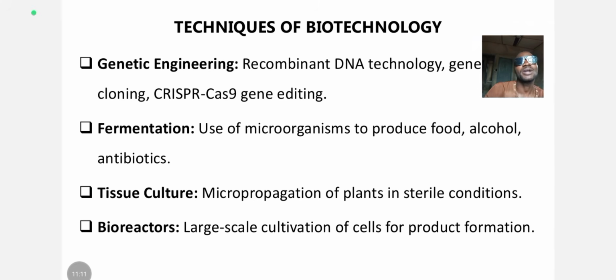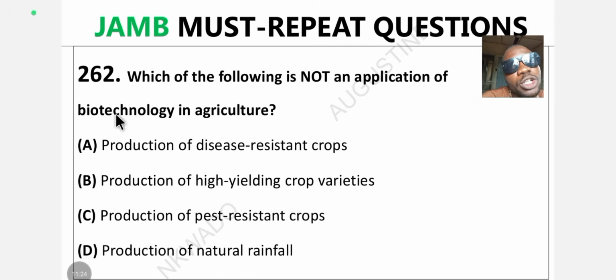Now that we've understood biotechnology, let's quickly take some JAMB repeat questions to test the knowledge we have acquired so far and also measure our preparedness for JAMB UTME. JAMB must-repeat question 262. Which of the following is not an application of biotechnology in agriculture? A. Production of disease-resistant crop. B. Production of high-yielding crop varieties. C. Production of pest-resistant crop. D. Production of natural rainfall. What's the answer? This is so easy. This is a free mark. Give me that answer in the comment section and let's proceed to the next.